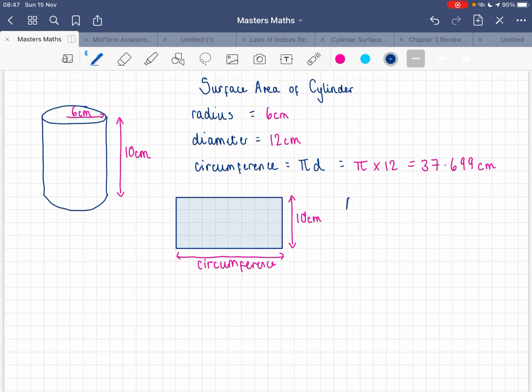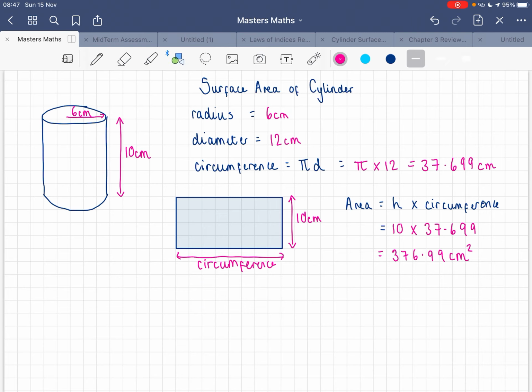I'm then going to work out the area of the rectangle, and I'm going to do that by multiplying the height, which in this case is 10, by the circumference, which I've worked out already. Okay, circumference. So I'm going to do 10 multiplied by 37.699, which gives me an area of 376.99. And now we're talking centimeters squared because that is an area.